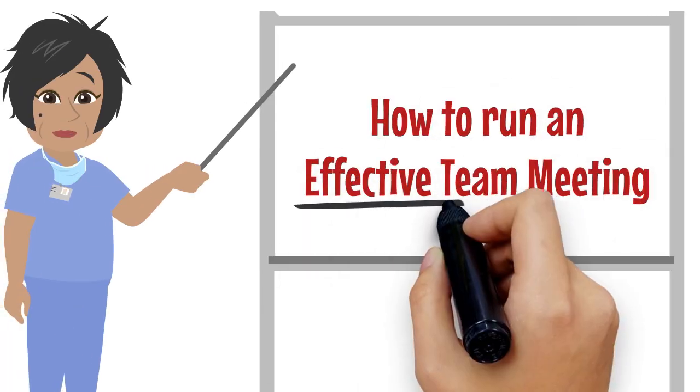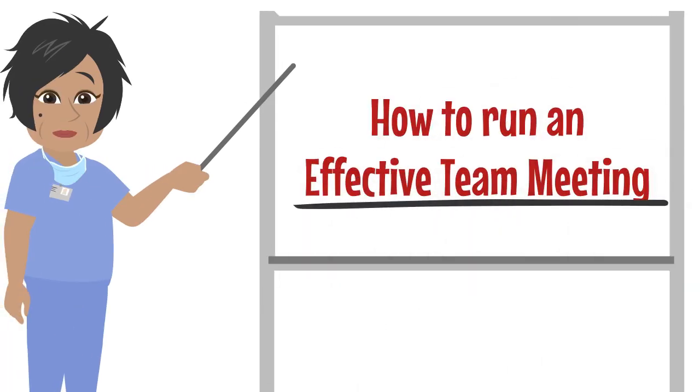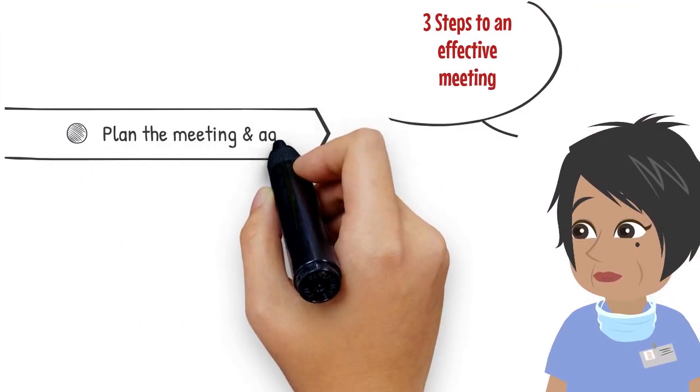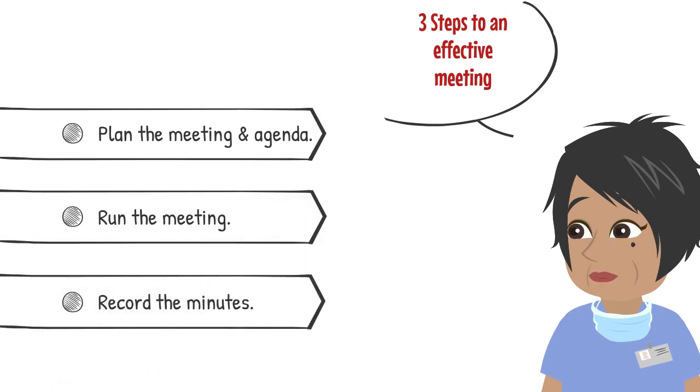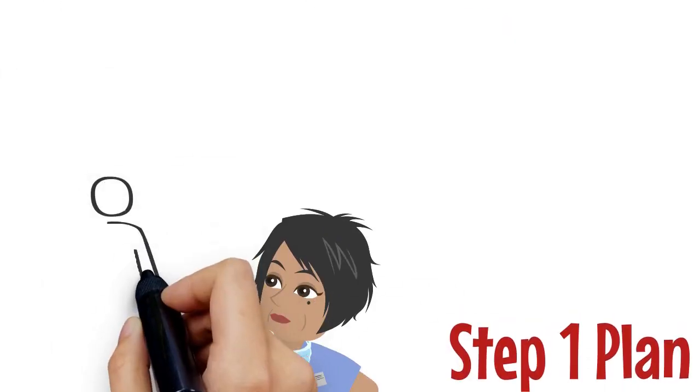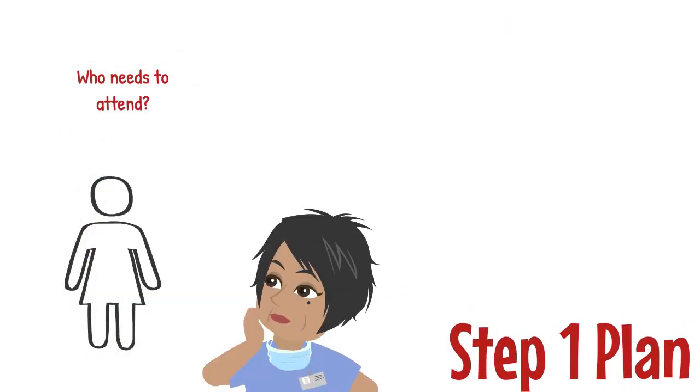Welcome to this module. Today we're going to talk about how to run an effective team meeting. There are three main steps to running any meeting. Having completed this module, you will be able to plan the meeting and the agenda, run the meeting effectively, and record the minutes. Let's look at the first step, planning the meeting.